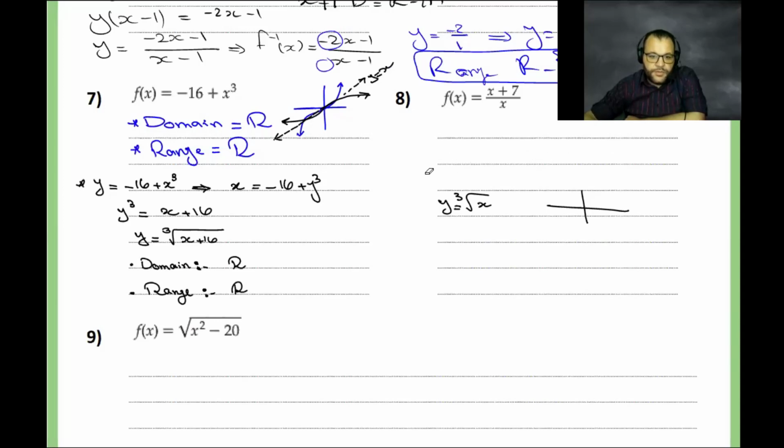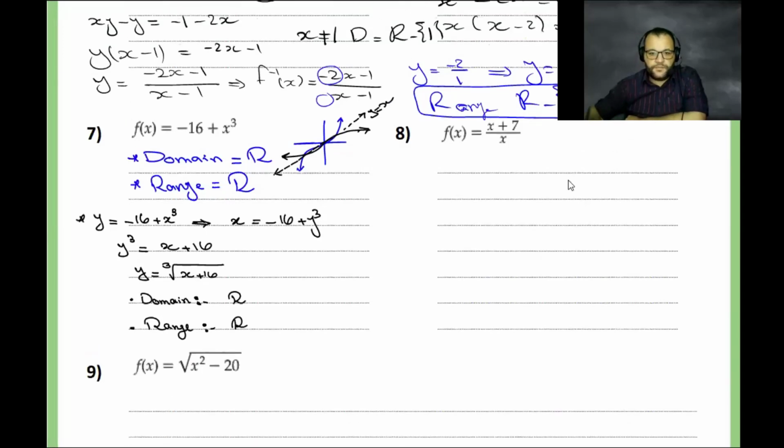Any problem for this one? No. Okay, so how can we solve number 8? First, what is the domain for this one? All x values except 0. The domain will be R except the set of 0. And the range? R. Why R?